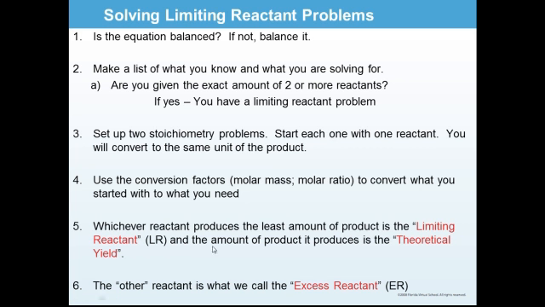And whichever reactant produces the least amount of product is the limiting reactant, and the amount of product it produces is what we call the theoretical yield. So how much of your product do you produce? That's your theoretical yield. The other reactant that we don't run out of is what we call the excess reactant.